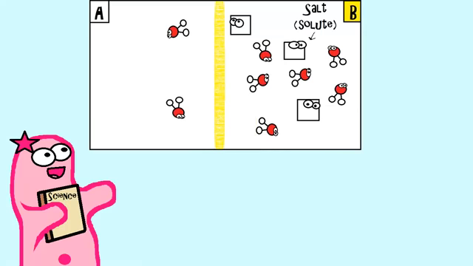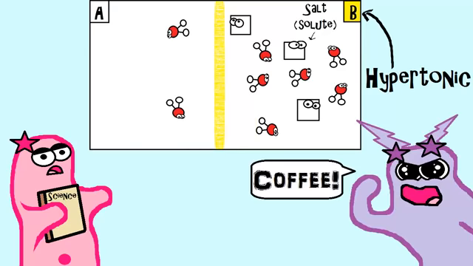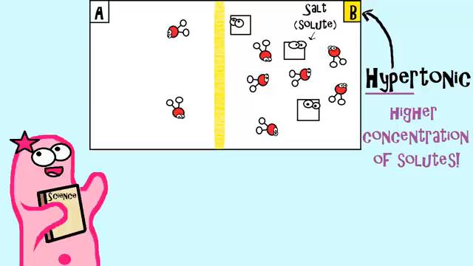Here's some vocabulary to know. We call side B hypertonic. You know that prefix hyper when you think of a hyper person? Well, that helps me think of a high amount of something. For a hyper person, it might be caffeine. But in our case, it means a high solute concentration.